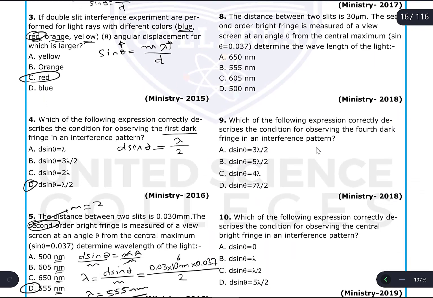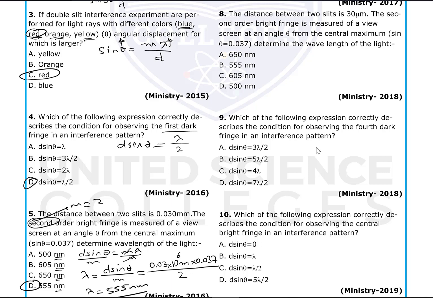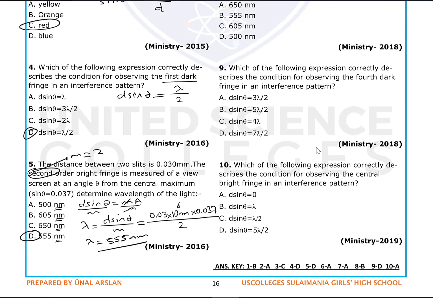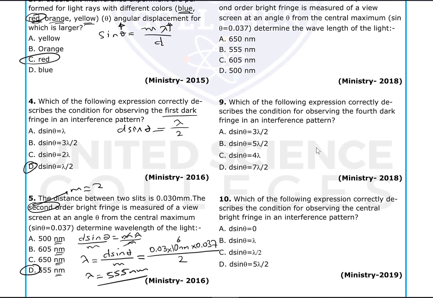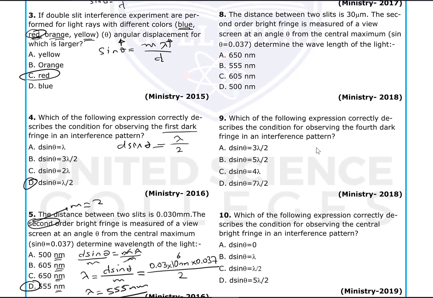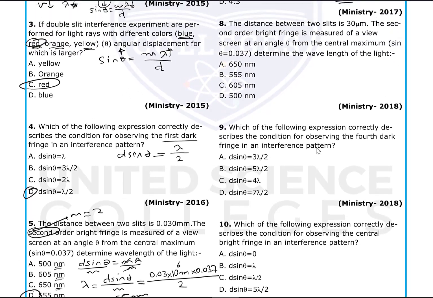Question number 8. The distance between two slits is 3 micrometers. The second order bright fringe is measured at the viewing screen at an angle of theta from the central maximum. Sine theta is 0.037. Determine the wavelength of the light. Okay, this is very similar to question number 5, but there is a slight difference.